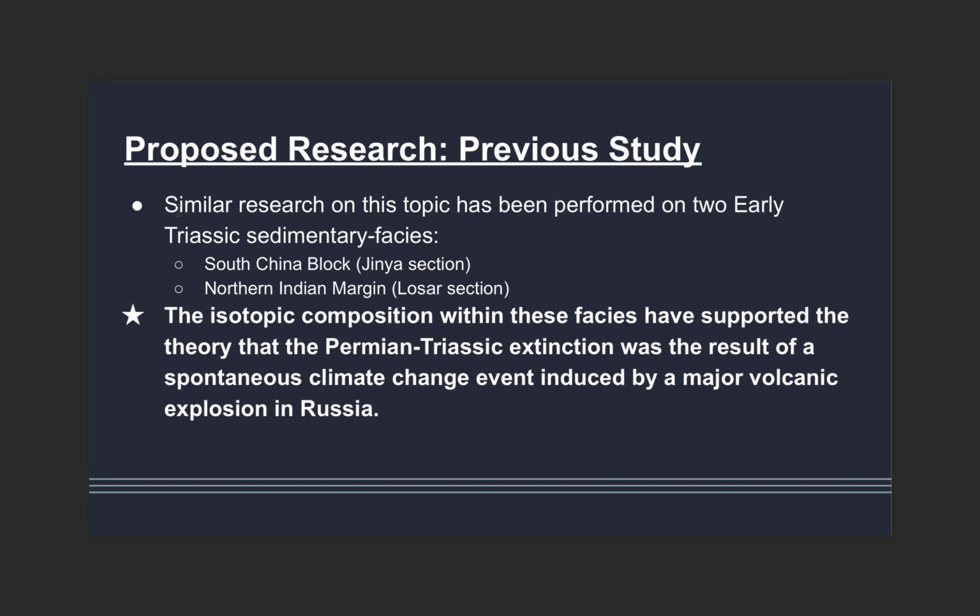Similar research on this topic has been performed on the South China Block, specifically in the Jingye section, and in the northern Indian margin, specifically in the Lozar section. The isotopic composition within these rocks has supported the theory that the Permian-Triassic extinction was the result of a spontaneous climate change event induced by a major volcanic explosion in Russia.